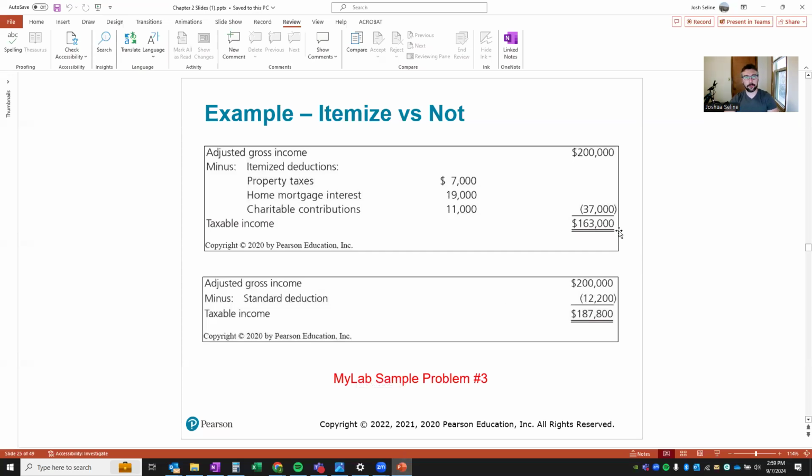Example of itemizing versus not itemizing. You can see here we've got adjusted gross income of 200,000 for both these people. Itemized deduction, we've got property taxes, home mortgage interest, and charitable contributions, for a total itemized deduction of 37,000. That's a deduction from AGI, giving us a taxable income of 163,000, versus here we've got 200,000 with the standard. Here's our taxable income. If you can itemize, you want to itemize. A lot of people don't because it is kind of a high bar to clear, but if you can, obviously you should.